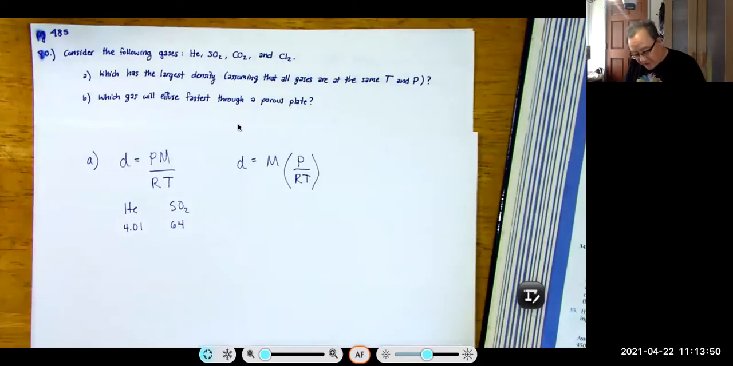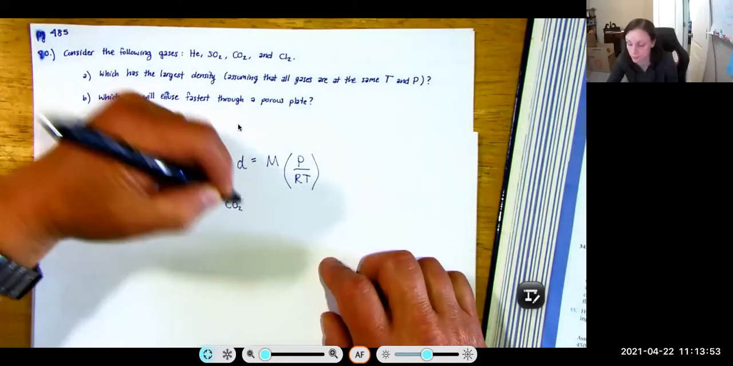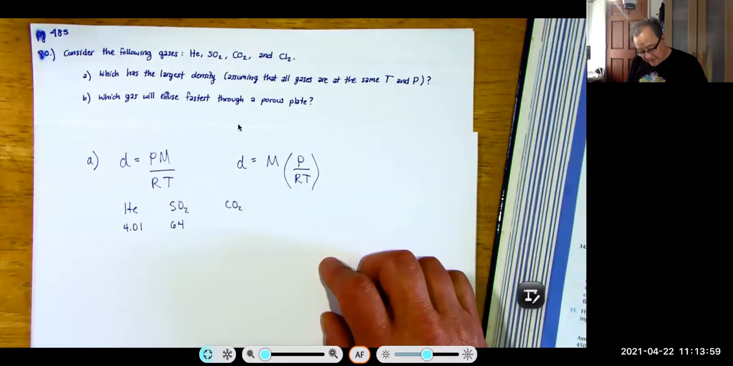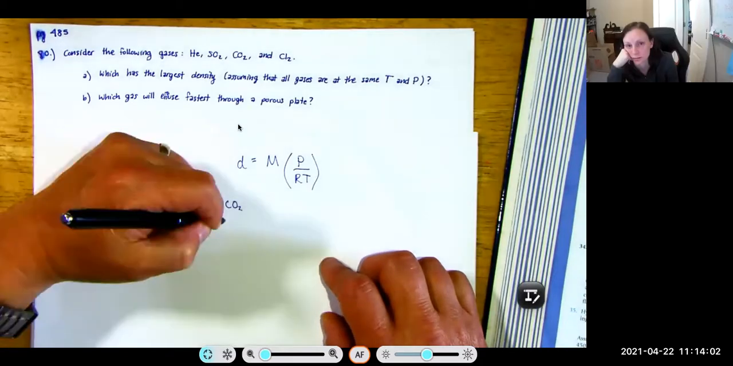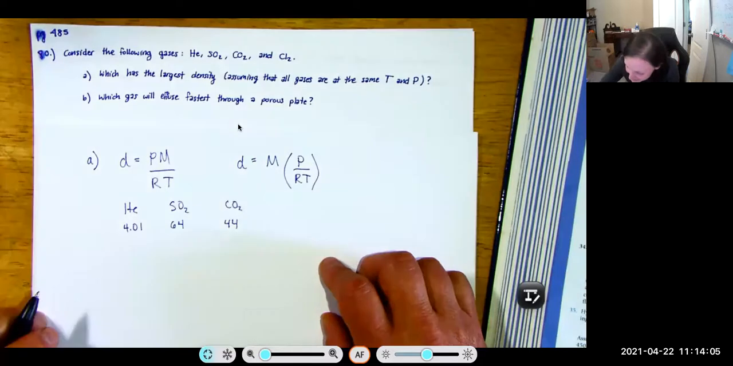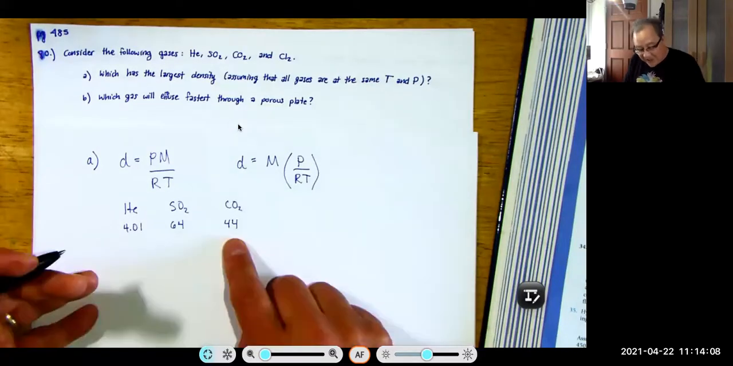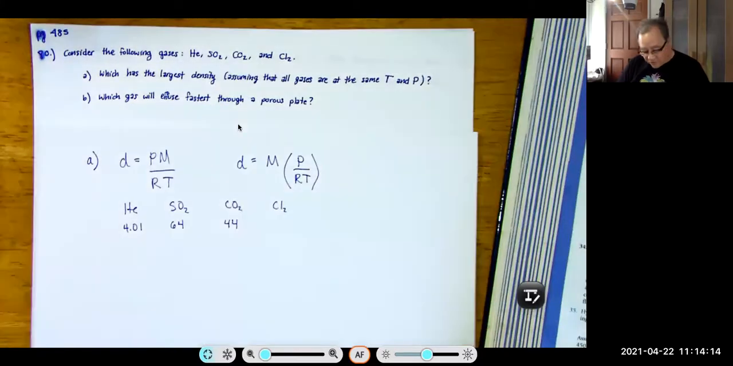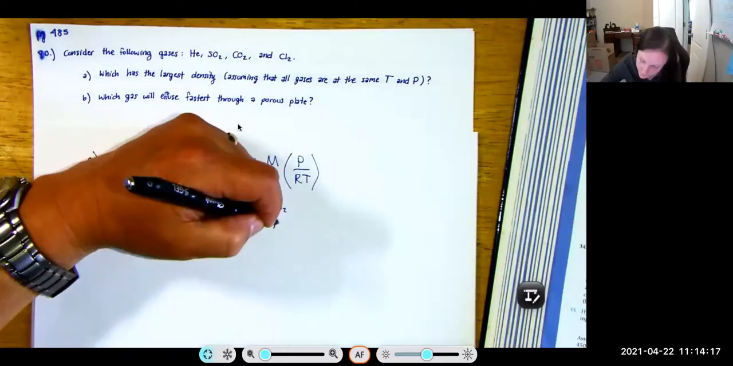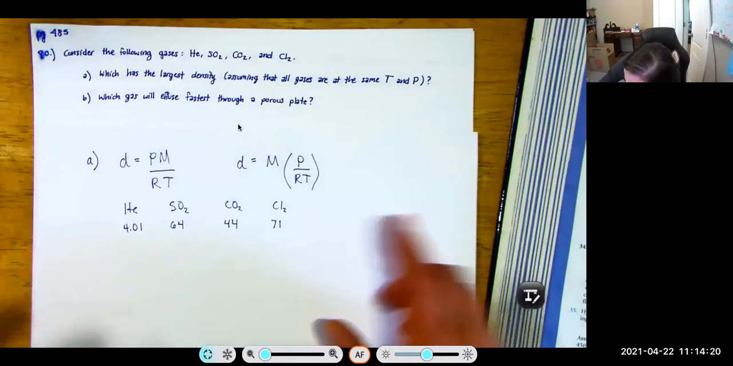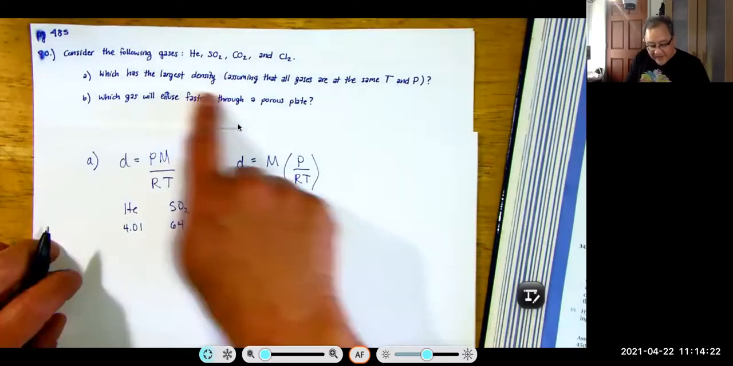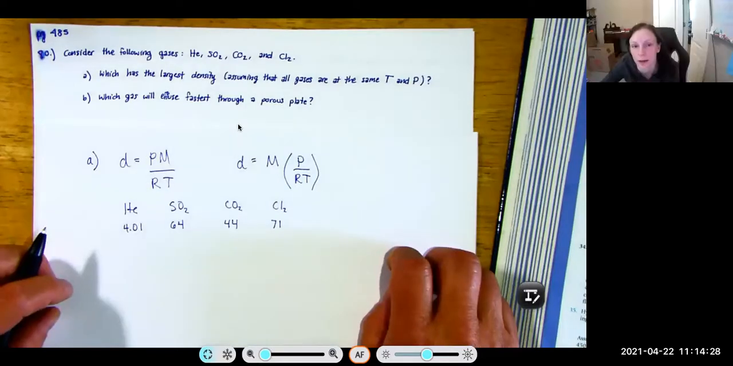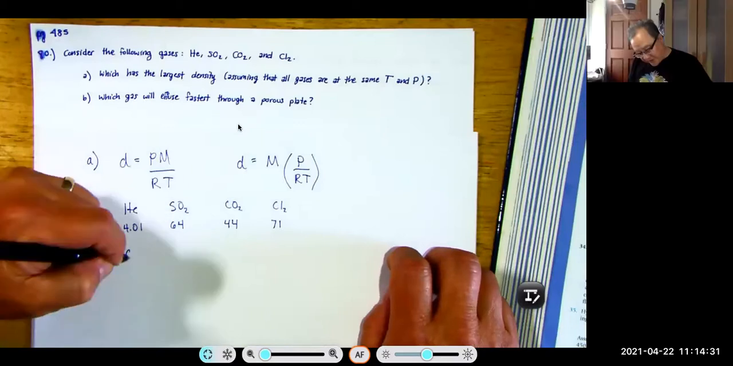What's CO2? How much is a carbon? 12. How much is 2 oxygens? 32. Add those together. 46. 44. Even if you figured 46, it wouldn't change the answer. Right. A chlorine is 35 and a half. 2 of those would be 71, right? Yeah. Ish. Okay, so we just have to answer which has the largest density. So chlorine gas, Cl2, has the largest density.